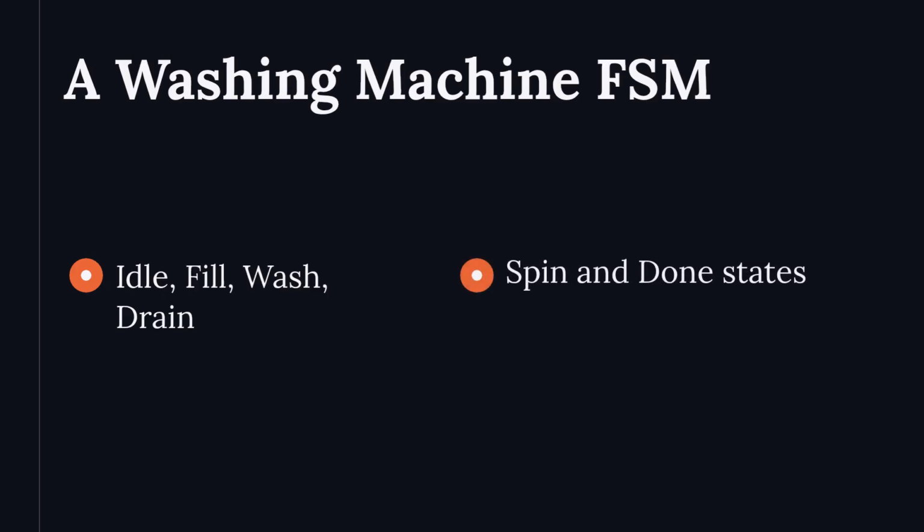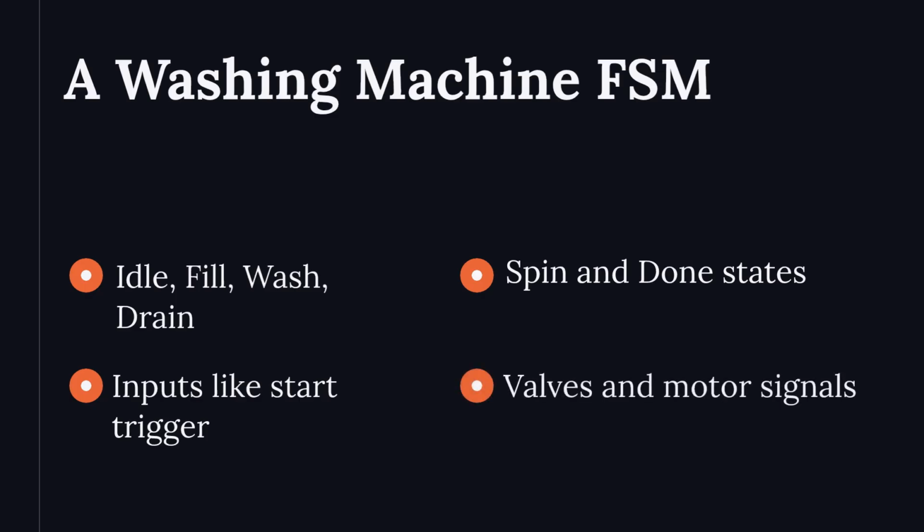A washing machine FSM can be implemented in Verilog. States include idle, fill, wash, drain, spin, and done. Inputs like start and lid close trigger transitions. Outputs control valves and motor signals. This illustrates proper hardware structure and safety behavior.